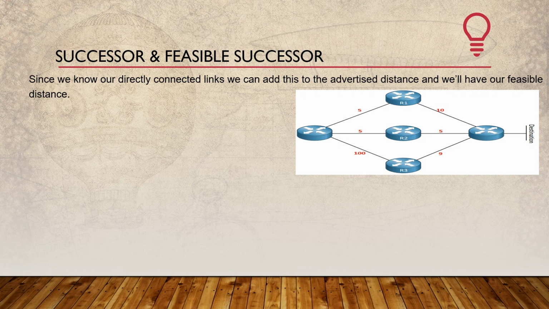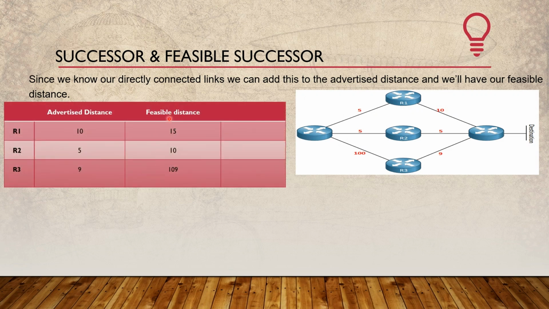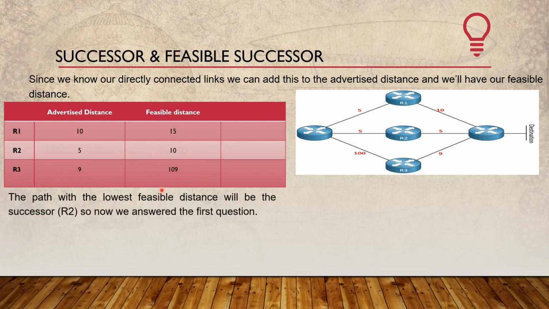Now let us calculate the feasible distance via R1, R2, R3. Since we know our directly connected links, we can add this to the advertised distance, and we will have our feasible distance. See here, 10 and then the connected route having 5: 10 plus 5, 15. Then we have 5 advertised distance, and with that the connected route having 5, 10. And then 9 is the advertised distance, and connected having 100, so 109. The via R1 feasible distance is 15, via R2 feasible distance is 10, via R3 feasible distance is 109.